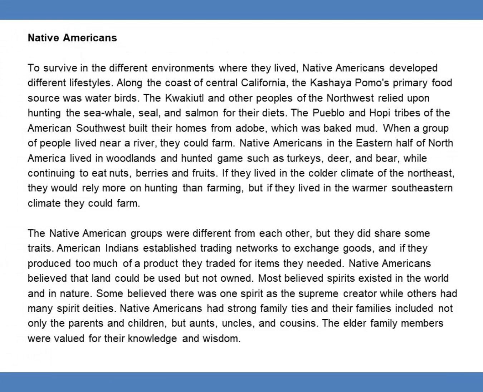When a group of people lived near a river, they could farm. Native Americans in the eastern half of North America lived in woodlands and hunted game such as turkeys, deer, and bear, while continuing to eat nuts, berries, and fruits. If they lived in the colder climate of the Northeast, they would rely more on hunting than farming, but if they lived in the warmer southeastern climate, they could farm.